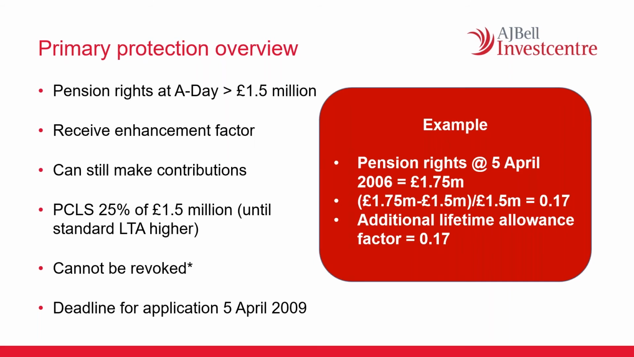So a quick example of how you would get your enhancement factor. If somebody had pension rights on the 5th of April 2006 of 1.75 million, you would take the excess of their rights above the newly introduced lifetime allowance, divided by the lifetime allowance, and that gives you the factor. So here, 1.75 million take away 1.5 million, divided by 1.5 million, gives an enhancement factor of 0.17. That figure is always rounded to 2 decimal places, and it's always rounded up. So even if you had 1.61, you still round it up to 1.7.